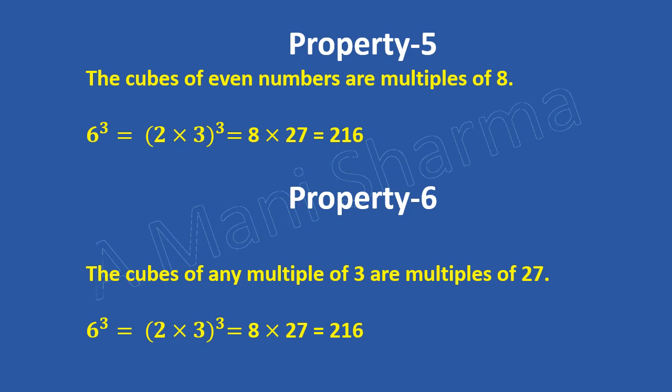Now if you write 6 cube again in the form of 2 into 3 whole cube, you can notice that 6 cube is also a multiple of 27. So this says that the cubes of any multiples of 3 are multiples of 27. You go through the cube of 9 or the cube of 12. These are multiples of 3, and you will see that these cubes are multiples of 27.